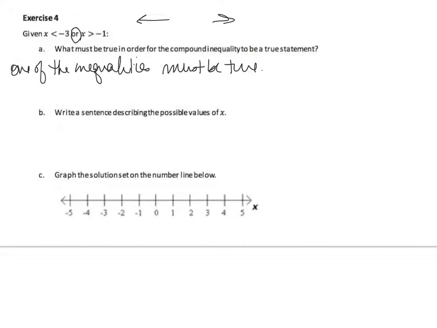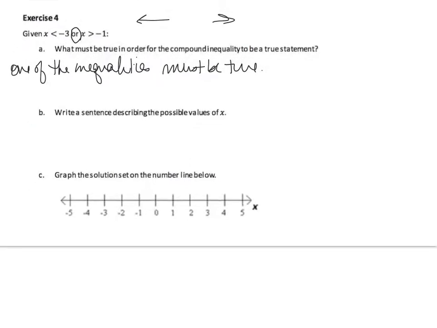If I look, can x be less than negative 3 and greater than negative 1? No, so both of them cannot be true, but just with the bottom line, or statements, at least one of the inequalities has to be true. Write a sentence describing the possible values of x.